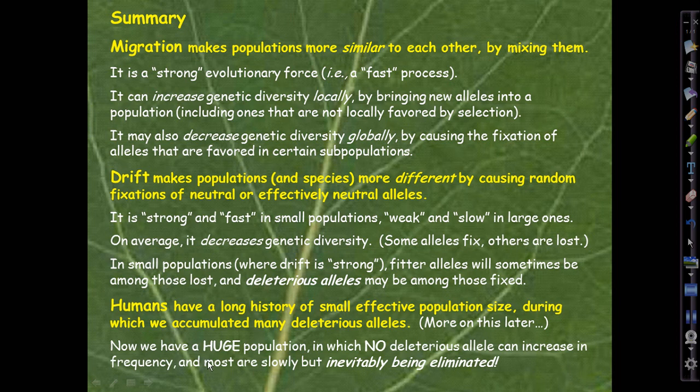But now, today, in our modern, rich modern world, we have a humongous population size, so big that no deleterious allele can increase in frequency, or, well, it may be able to increase slightly in frequency, but it will never be able to fix, never ever, as long as we maintain a huge population. And most deleterious alleles are inevitably, if slowly, being eliminated. A huge, slow, but inevitable public health benefit that we get from being a very numerous species. The question is, can we keep it up?